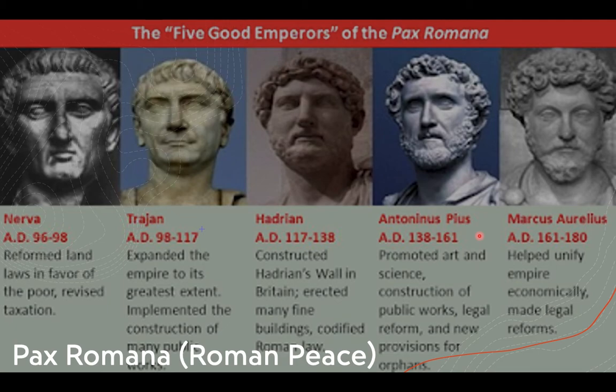Things were really good for Rome, and there's a series of emperors that comes after Octavian that continues this peace and prosperity. This era of Roman peace is referred to as Pax Romana, which is Latin for Roman peace, because Latin is the language that they spoke in ancient Rome.